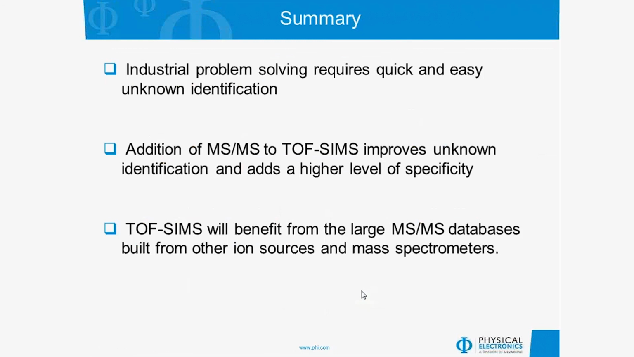So that's just a short summary of some of the measurements we've made over the last couple of years. And to summarize, the industrial problem-solving environment requires quick and easy unknown identification. The addition of MS to TOF-SIMS has dramatically improved our ability to do that. And the TOF-SIMS is now going to benefit from taking advantage of these large MS databases built from other ion sources and mass spectrometers. Okay, with that, I'll finish. Thanks for your attention.